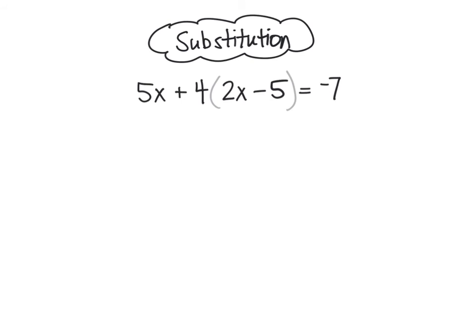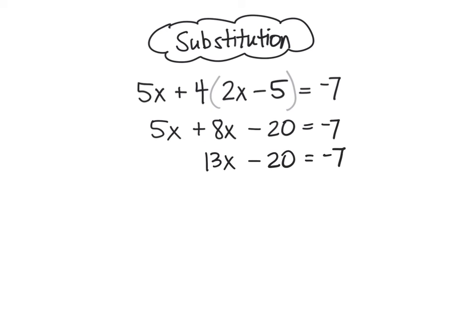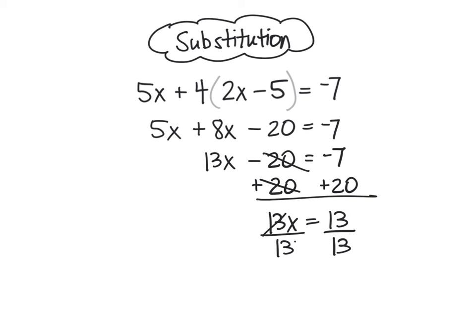So I'm going to distribute the 4. So 4 times 2x is positive 8x, and 4 times negative 5 is negative 20. Now I'm going to write everything else the way it is. And now I'm going to solve for x. Now I know that x equals 1.